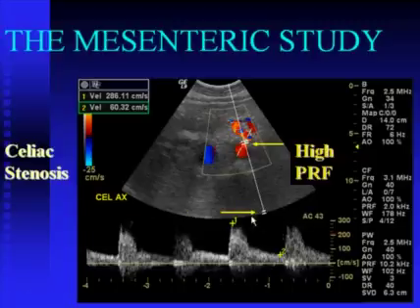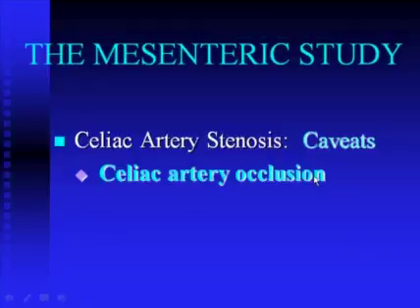Just be careful that the second sample volume is not in another blood vessel, as it will give you a confounding spectral waveform. But there is no harm whatsoever in having multiple sample volumes out there so long as only one is in the blood vessel of interest, even though you're using a very high pulse repetition frequency because you're trying to measure stenotic flows. One difficulty can be a total or near total celiac artery occlusion.